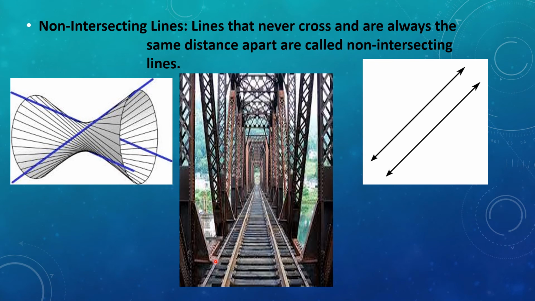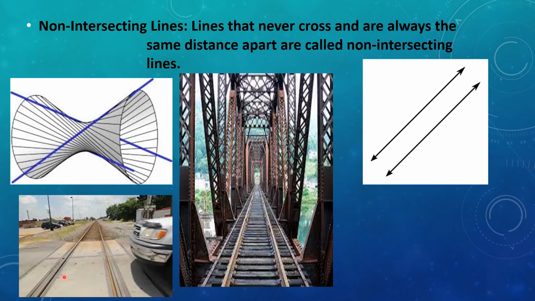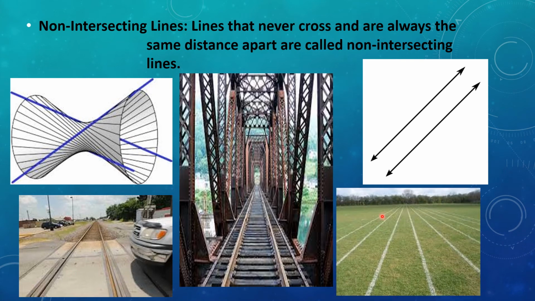Here you can see rail lines which will never meet. These rails are on a bridge, so they will never meet. So these lines are known as non-intersecting lines. Next, here also you can see these rails are non-intersecting lines. Here also in a stadium you can see that when we draw a path, these lines would be non-intersecting lines.